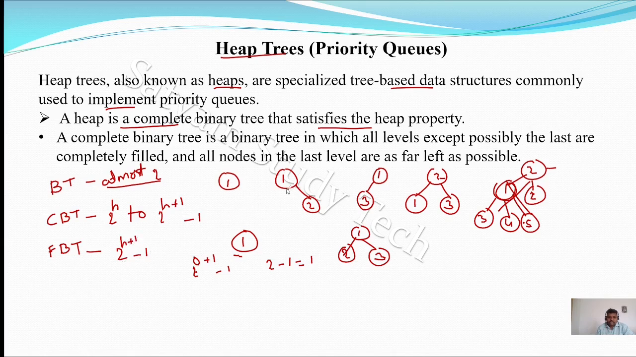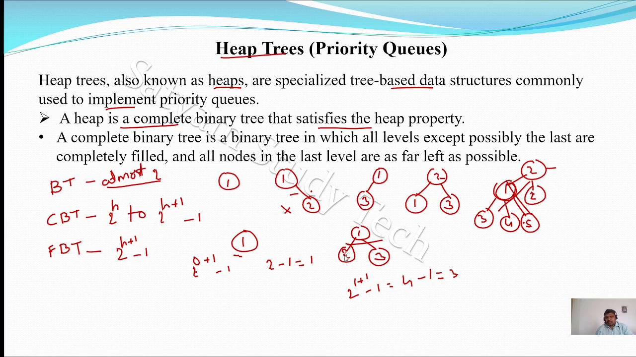For example, here the height of the tree is 1, so 2 power h plus 1, that is 4 minus 1, which is 3. But here only 2 nodes are there, so it is not a full binary tree. Now here the height is 1, so 2 power 1 plus 1 minus 1 is 4 minus 1, that is 3 nodes. So this is a full binary tree.